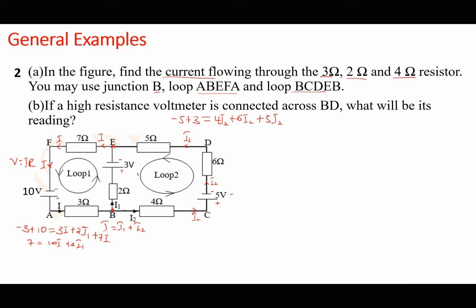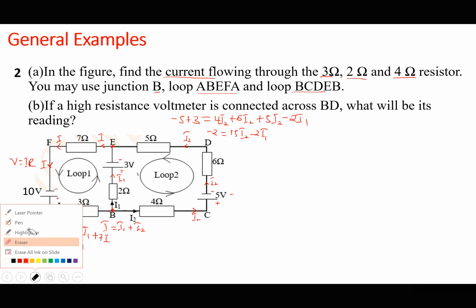But then at E, there is a division or splitting of current. So from E to B, we see that the current flowing is I1, which is upwards. And from E to B, the current is in the opposite direction to the loop. So this is going to be a negative PD, which is negative 2 times I1. Or I can summarize this as negative 2 being equal to 4 plus 6 plus 5, that is 15, I2 minus 2I1. So that will be the equation for the sum of the EMFs being equal to the sum of the PDs.